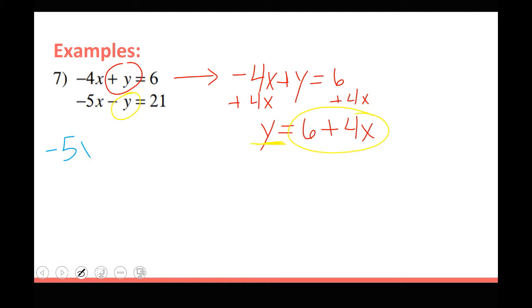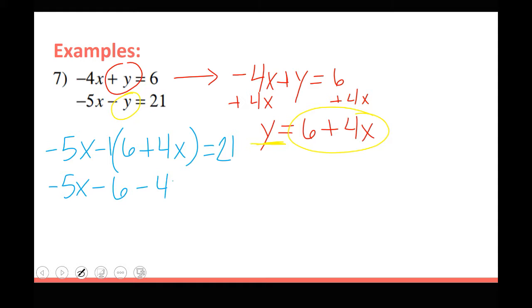So we will say negative 5x minus, and it's really important that we're subtracting that entire piece, so put it in parentheses, minus (6 plus 4x) equals 21. Go ahead and do the distributive property with that negative. Remember, it's kind of like there's a negative 1 sitting there. So that would be negative 5x minus 6 minus 4x equals 21. Combine like terms. I have negative 5x and negative 4x. That makes negative 9x. Bring down the minus 6 equals 21.